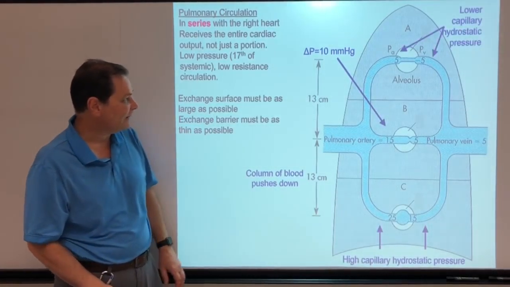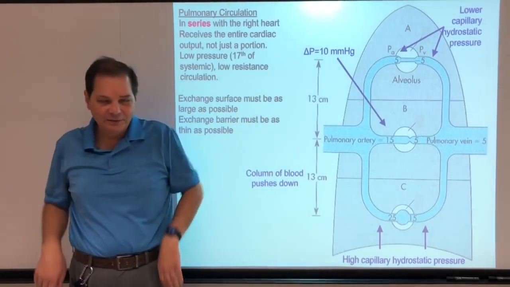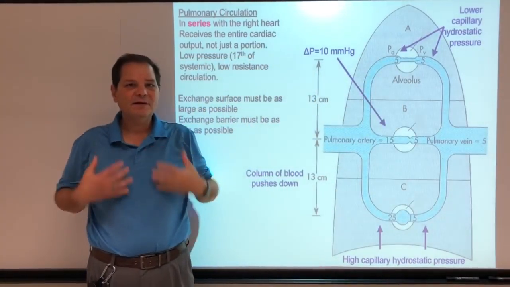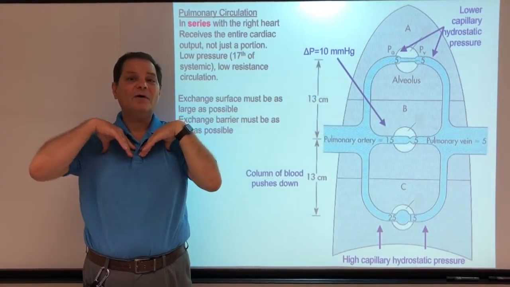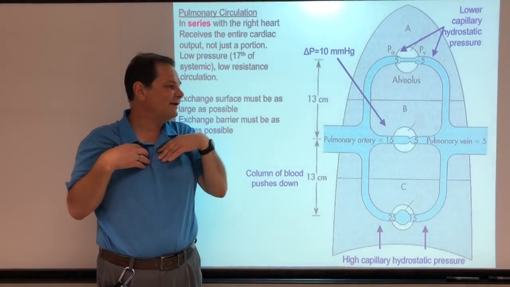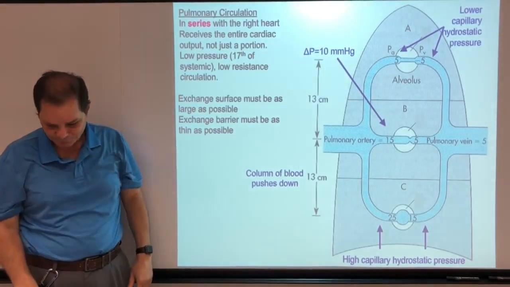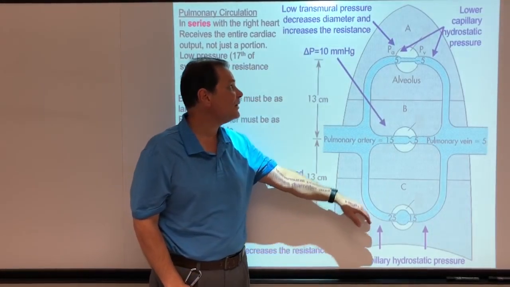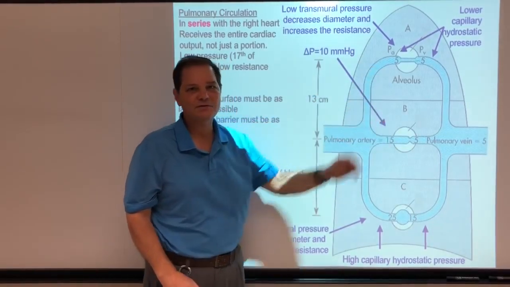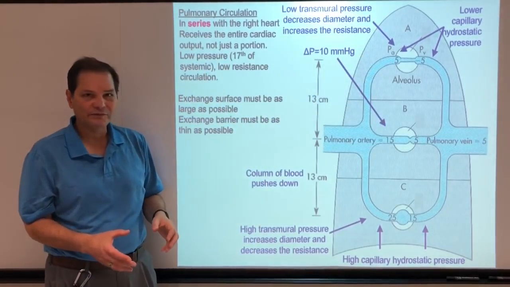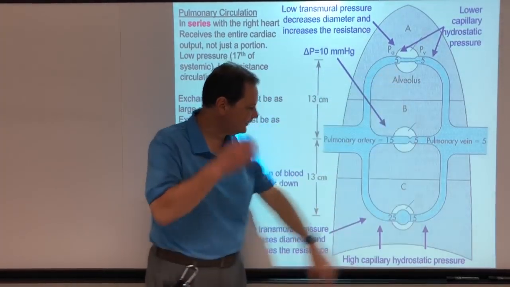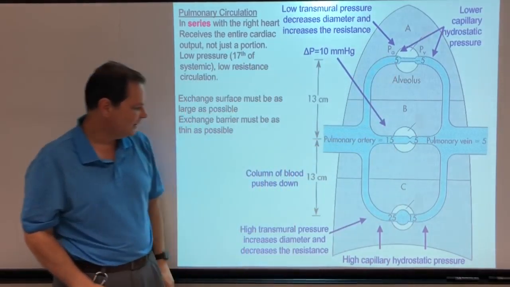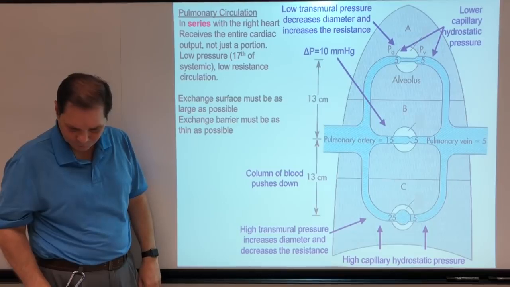So we have high capillary pressure at the base of the lungs because columns of blood are pushing down. We have low pressure at the apex of the lung because the vasculature is above the heart, and so the pressure would be less in that area. That means we have a relatively high transmural pressure here and a relatively low transmural pressure here, that is, the pressure across the walls. We have a high hydrostatic pressure here, a low hydrostatic pressure here. You can see that. We went from 15 to 5, and from 15 to 25 on the arterial end. All right?